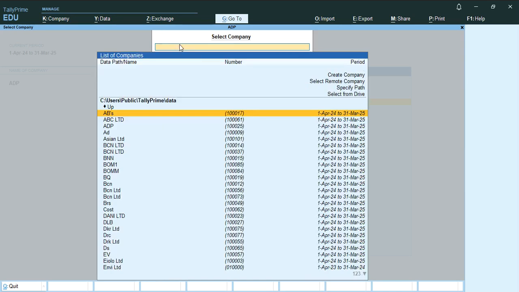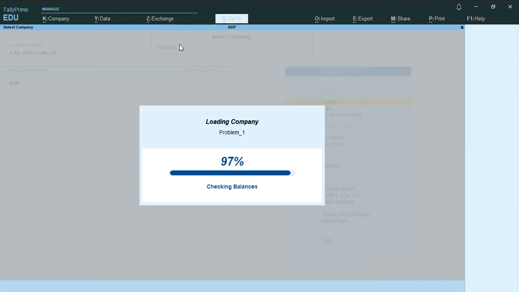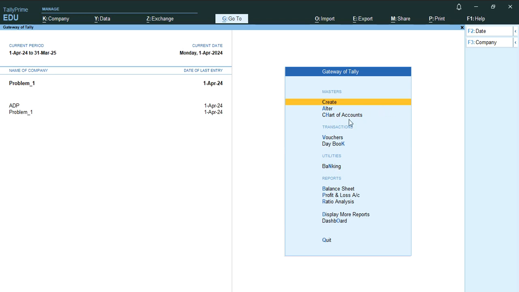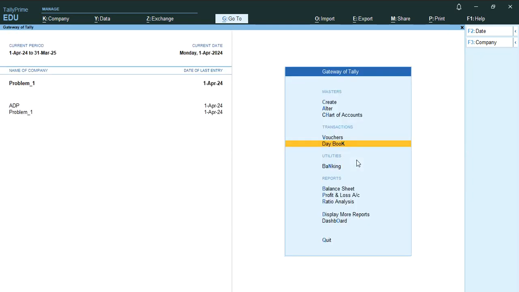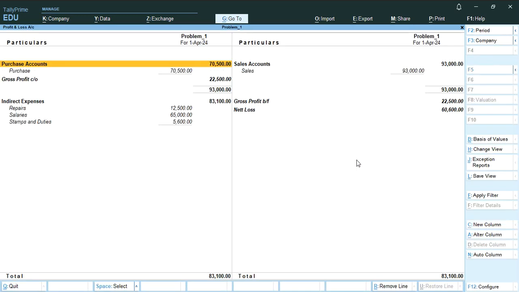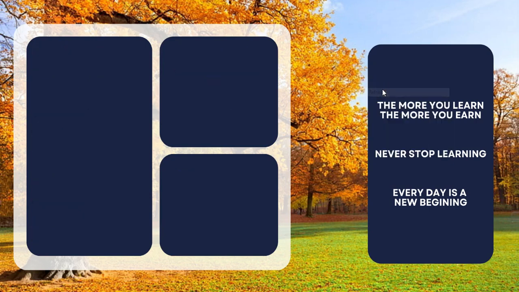Now we have done problem one, right? So problem one. Here you can see. This is the problem. You can see everything. Okay. This is how you will see.